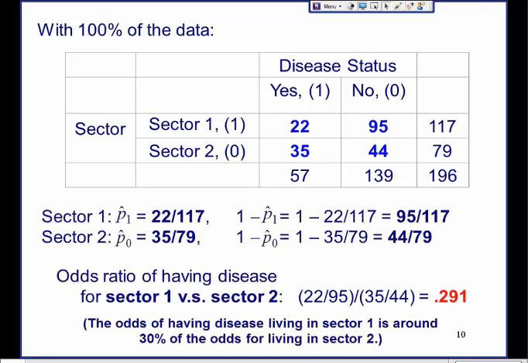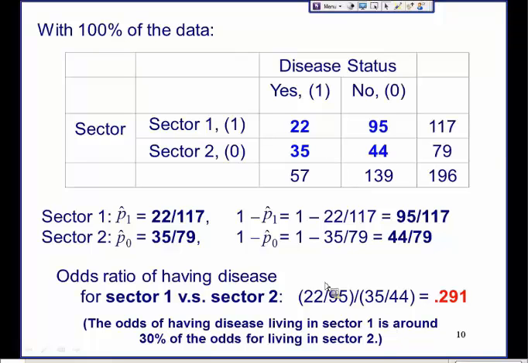Before we run the analysis, we can look at the odds ratio in this study, using sector as a variable. Sector is a predictor. We run the data. There are 196 pieces of data, and this is the distribution in a cross contingency table. From this table, the odds of getting disease for sector 1 is 22 versus 95. For sector 2 it is 35 versus 44.